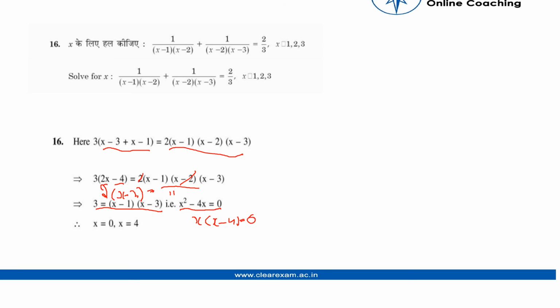And one by one, when we take x equal to 0, we get the value x is equal to 0. And when we take this bracket equal to 0, we get the value x is equal to 4. Thank you.